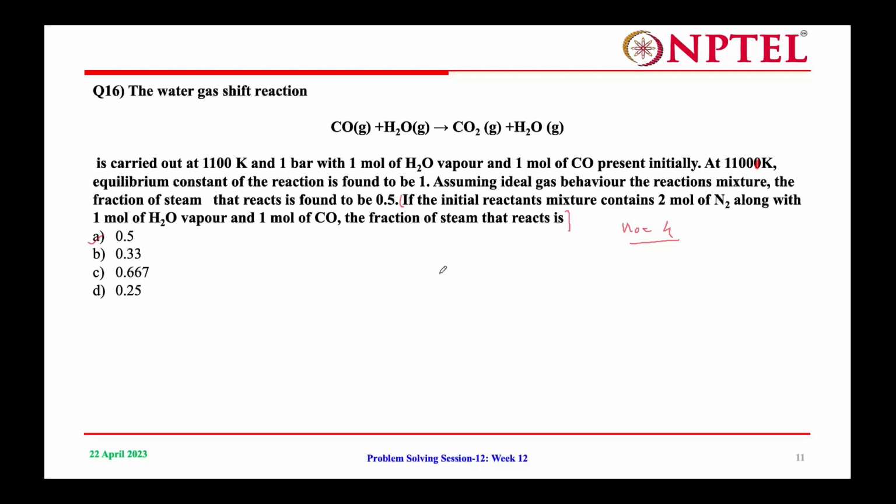Because the mole fraction of H2O is equal to (1 minus ε) by 4, so the 4 gets cancelled. So you will get a relation similar: ε squared over (1 minus ε) squared. So ε is equal to 1 by 2. Option is a.